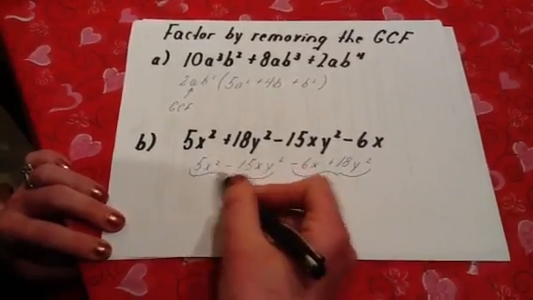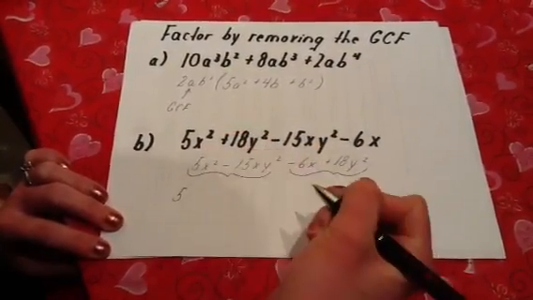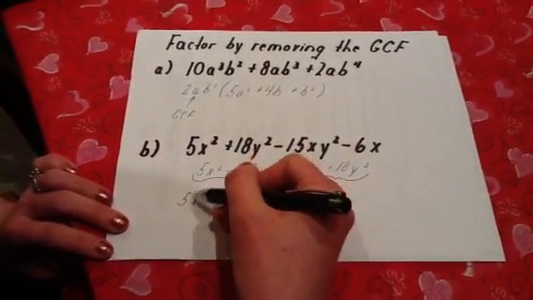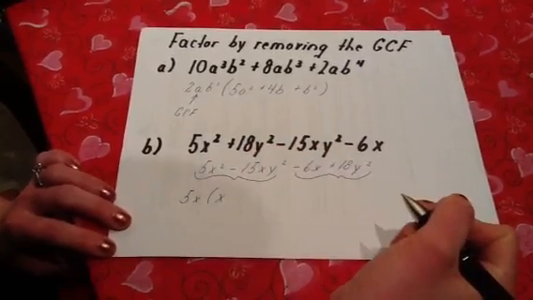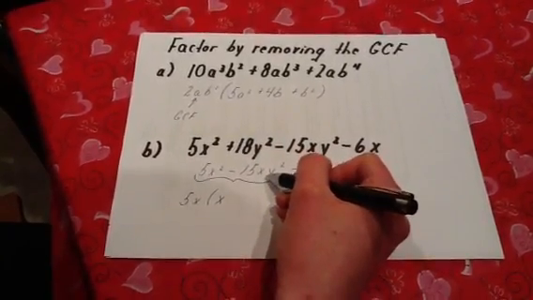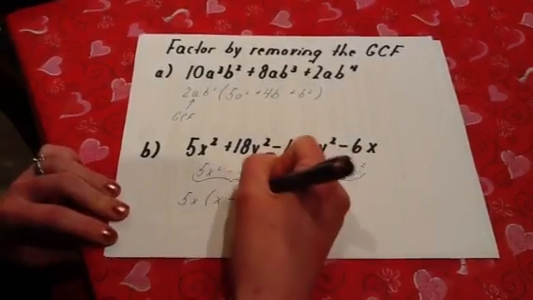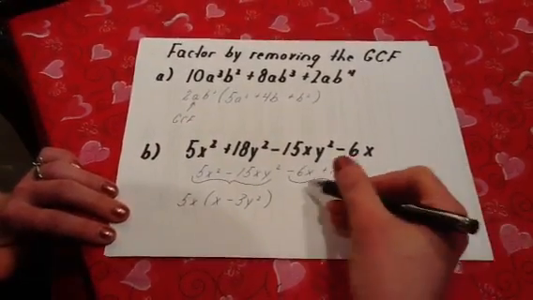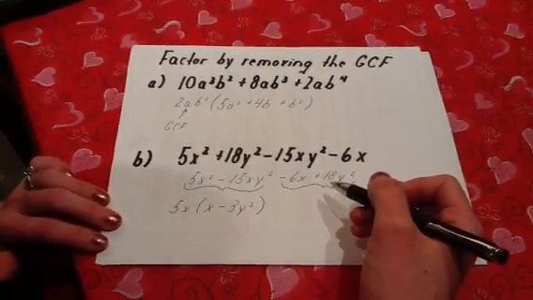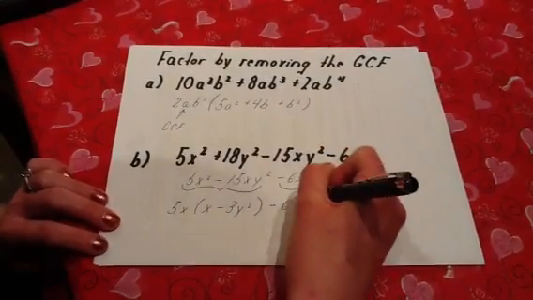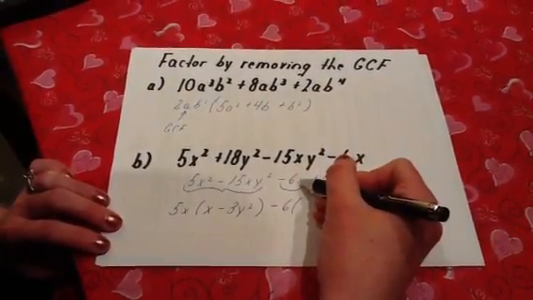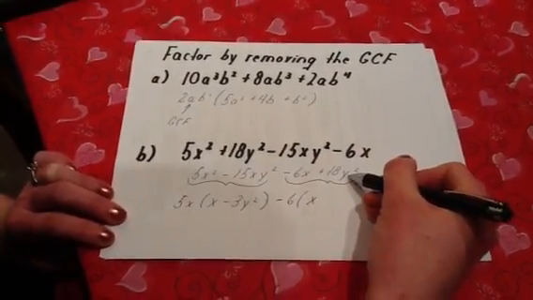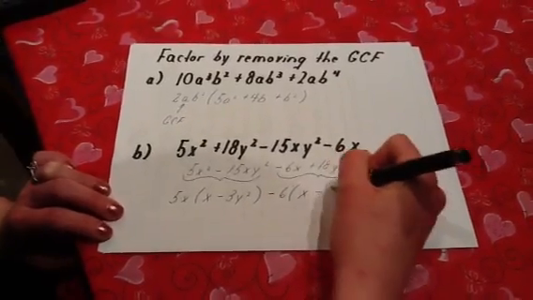The thing that's common to these first 2 terms would be a 5, as well as an x, and then we divide to see what's left. 5x squared divided by 5x is just x, and negative 15xy squared divided by 5x is negative 3y squared. So that one's finished. Now we take a look at the last 2 terms and see what's in common. Well, we can take out a negative 6 from both of them. Negative 6x divided by negative 6 is just x. And 18y squared divided by negative 6 is negative 3y squared.